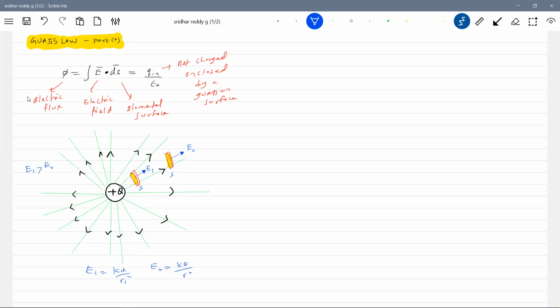KQ2 by R2 square. R1 less than R2. So therefore E1 greater than E2. So there's no problem with the electric field strength, because we know from Coulomb's law what is the electric field due to a point charge.